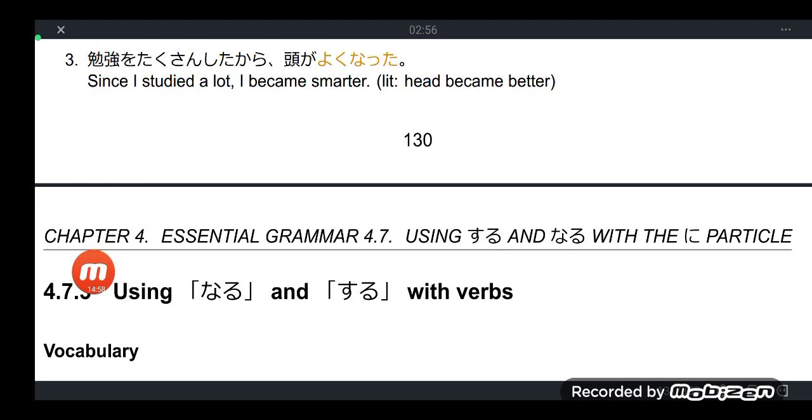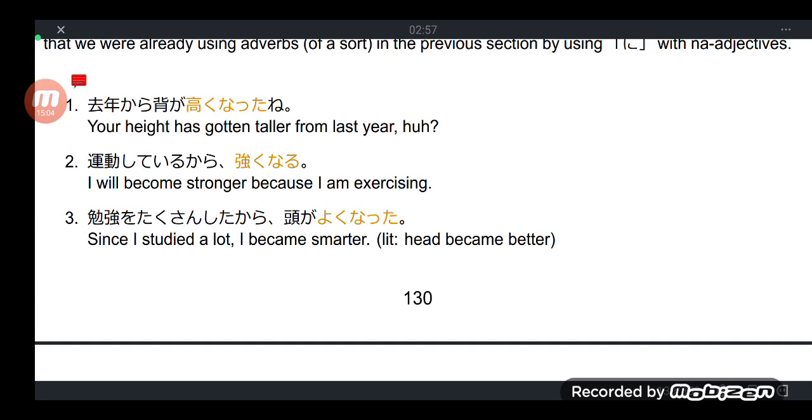Minasan, in the next grammar lesson, we will discuss 4.7.3. But for today, this is as far as we could go.